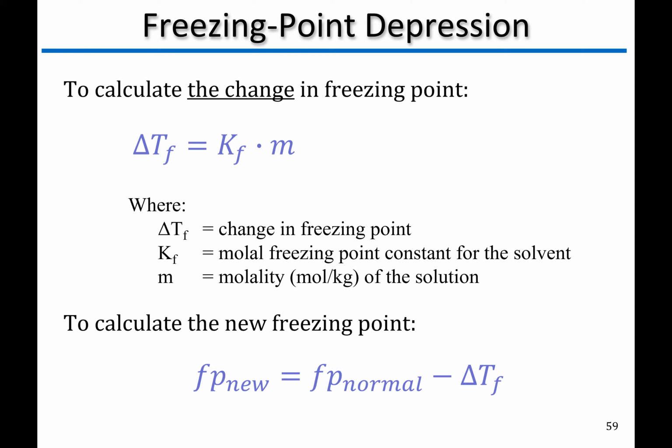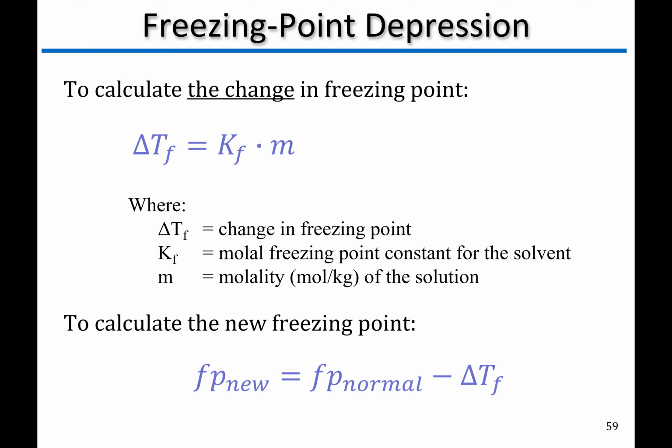So how do we calculate this? To calculate the change in freezing point, and it's a very similar equation for boiling point, we have delta Tf, the change in the freezing temperature, is equal to a freezing point constant times the molality of the solution. Okay, so here now, instead of using mole fraction, we'll use molality. So delta Tf is just the change in freezing point. Kf is our freezing point constant. And of course, little m is our molality.